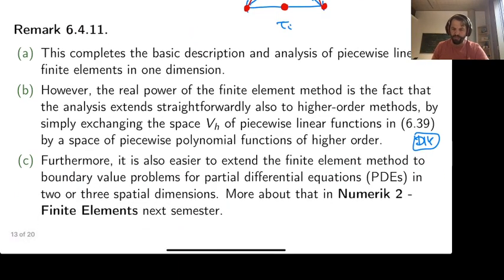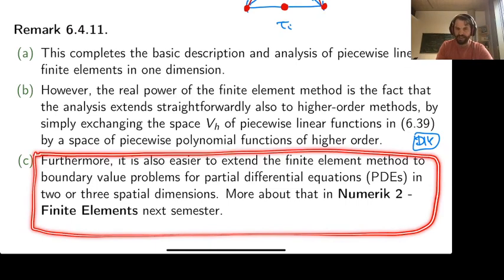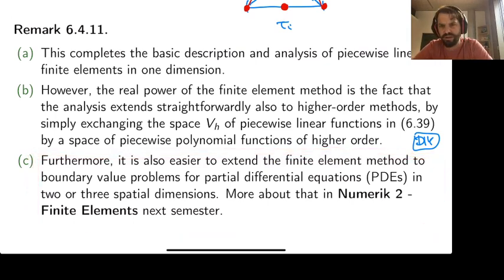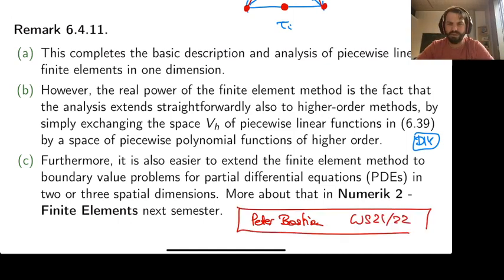And what's even more important, and really the reason why also here in Heidelberg we continue mainly with the finite element method in the higher semesters, is because it is much easier to extend to higher dimensions and to partial differential equations. So there's a whole course, Numeric 2, which is taught by Peter Bastian next semester, and I highly recommend those who have been excited or interested about this subject to go to this course, because it's really powerful stuff and can be used for many applications.